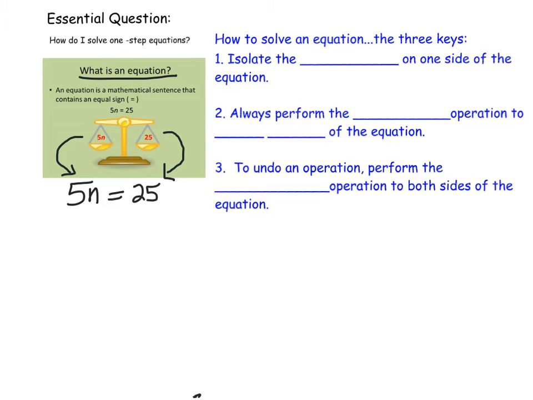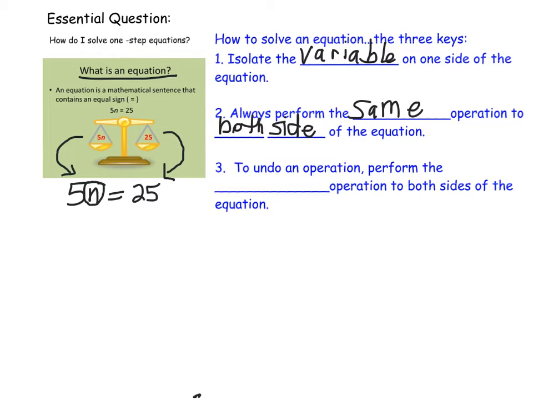Alright, so we're going to follow these 3 steps to solve any equation. The first one is that you're going to isolate the variable on one side of the equation. In this case that means we are going to try to isolate the variable n by itself. The second step, you're always going to perform the same operation to both sides of the equation. So whatever I do to one side of the equation, I must also do to the other side.